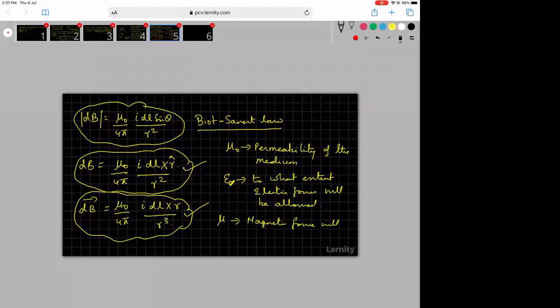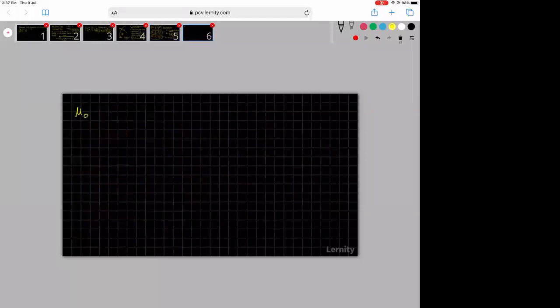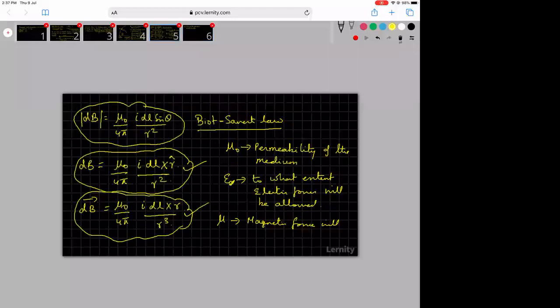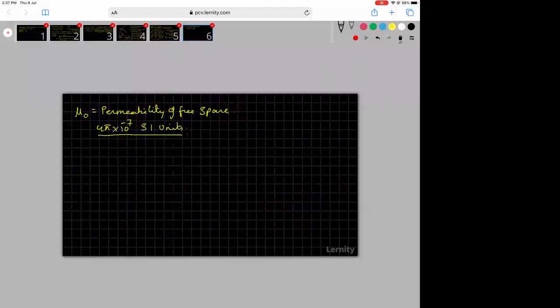Mu naught is the permeability of free space. That is, if you have free space, the permeability of free space. Its value is equal to 4 pi into 10 power minus 7. So I hope you are able to understand this. Now I hope you understand what is this mu naught and what is epsilon naught.